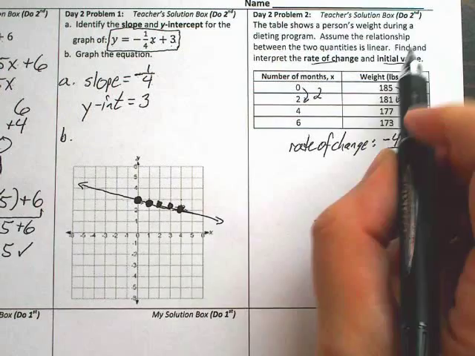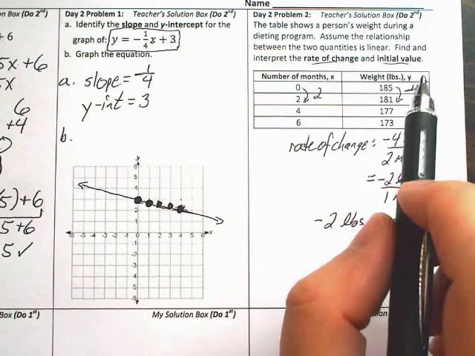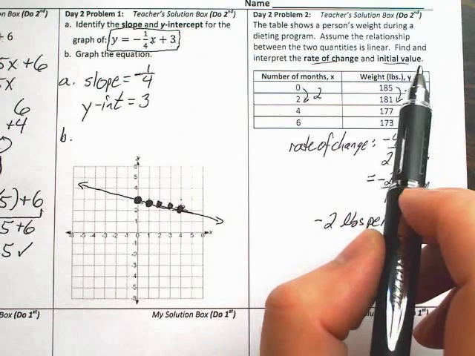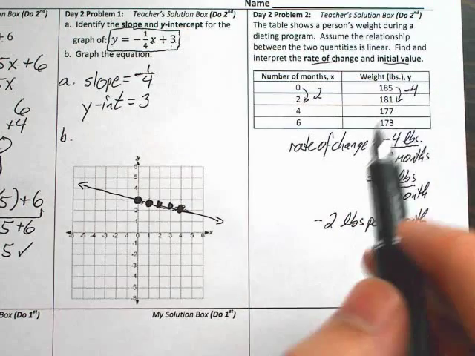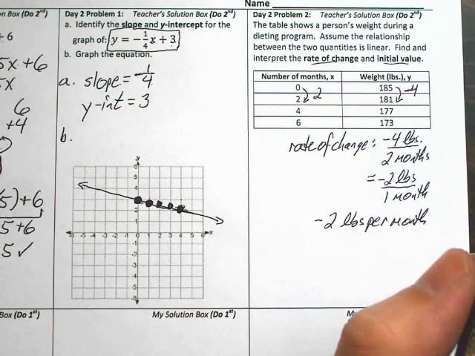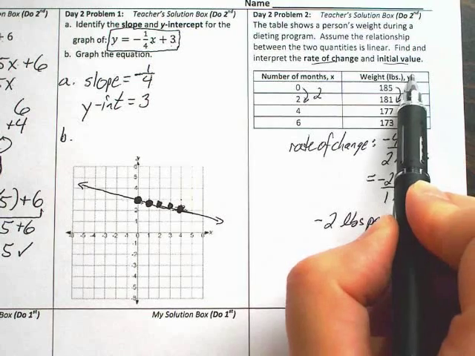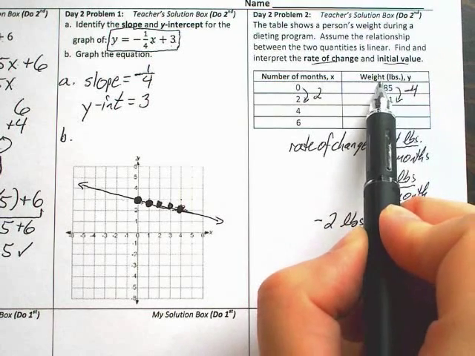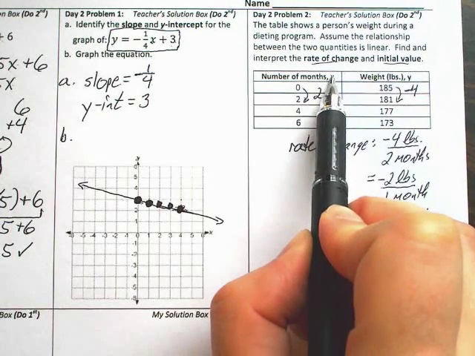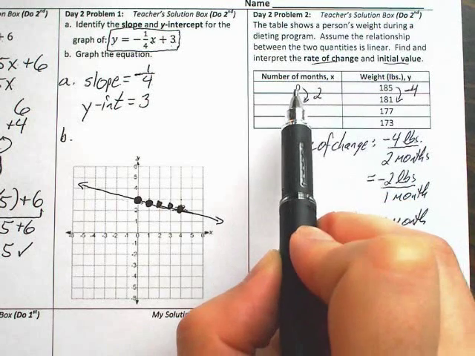Now the initial value. Think about what the initial value would mean in the context of this story about a person's weight. It's asking, how much does the person weigh to begin with before they start the dieting program? Now mathematically, that is asking, what is the value of y? That is, what is the person's weight when x is 0? That is, before they started dieting at all.